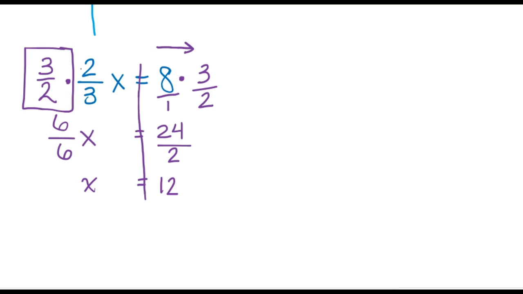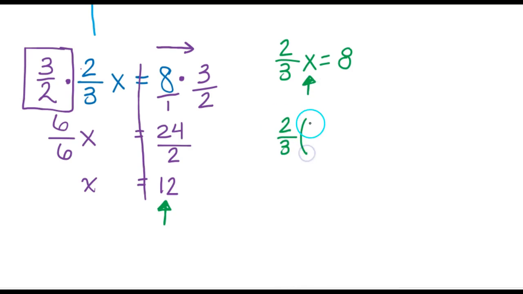And here's our answer. I know you guys are asking for the check, so we'll do the check. So our check tells us 2/3 x equals 8. So in order to do this, I'm going to be replacing my x with this 12. And so it's going to be 2/3 times 12. And I'm going to make it into a fraction just to make it easier for us. And remember, when we multiply fractions, we go from left to right. So 2 times 12 is 24. 3 times 1 is 3.